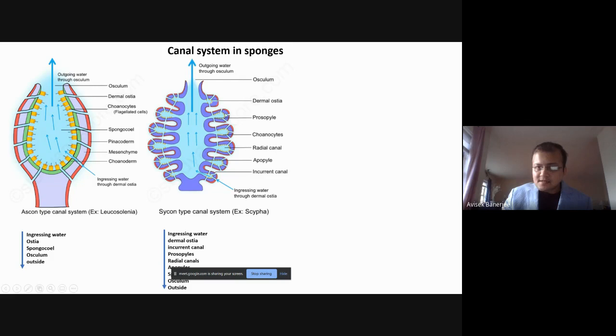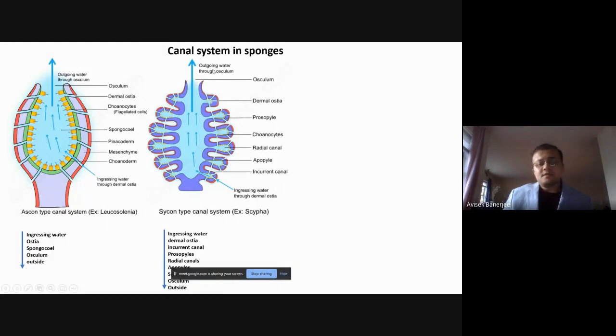The flagellated cells or choanocytes are actually restricted in these small chambers, which are called the radial canals. So this is a very big difference. And so how does the water flow? Again, the water comes in through ostia, and these are called the incurrent canals. By prosopyles, it comes into these radial canals, and these spaces are called apopyles. So these are prosopyles and these are apopyles. Just have to remember some names, and then the water comes into the spongocoel and it goes out.